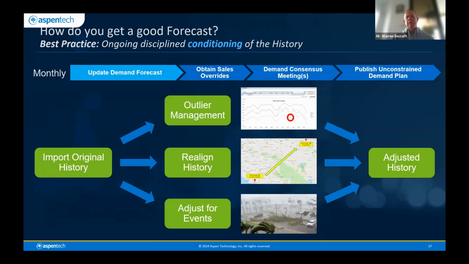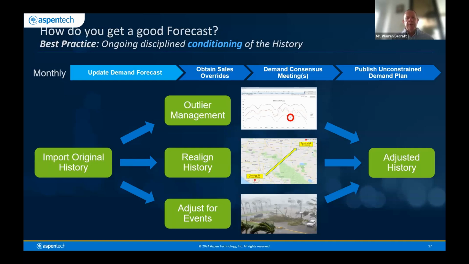So, some key work processes around getting a good demand forecast. The main one is ongoing disciplined conditioning of history. So we start off with the historical demands, but there may be things like outliers in the demand where we had either a spike in demand or a sudden drop in demand due to some unusual reason or event. Maybe a major customer shut down for 2 months to have a turnaround, or maybe they had a fire at the factory. And so our demand was very unusual. That's not likely to happen again. So we identify the outliers in the demand and remove them so we have a good data set to forecast from, whether it's statistical forecasting or machine learning forecasting.